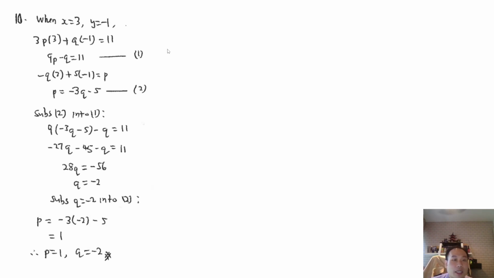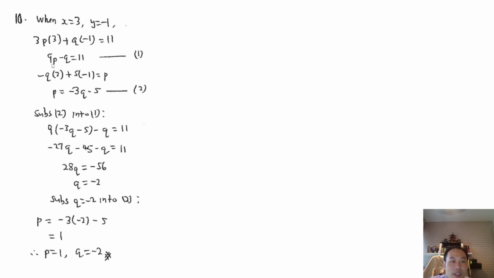Why not, right? And for the next equation, we are going to repeat the process. Replace the x with 3 and replace the y with negative 1. So we have negative q times 3 over here plus 5 times negative 1 equals p over here. Simplifying this, we will have p equals negative 3q minus 5. So what happened here is that the p is already the subject. So since p is already the subject in this form, it is quite straightforward and intuitive to just apply our substitution method, right? So we're going to substitute equation 2 into 1.